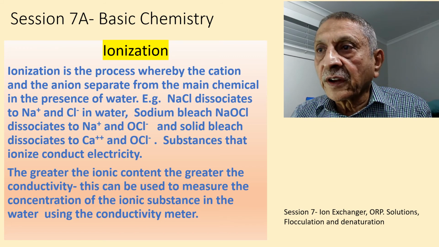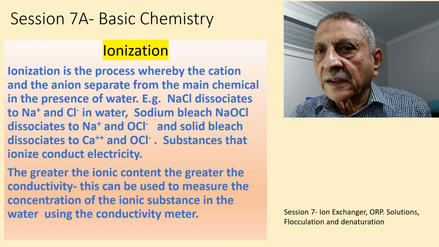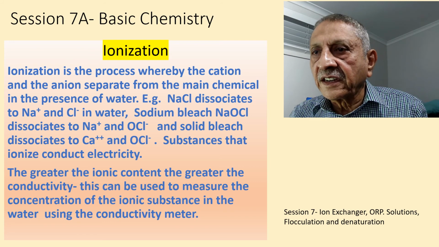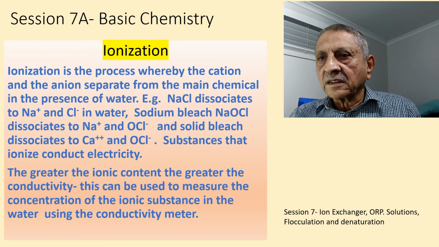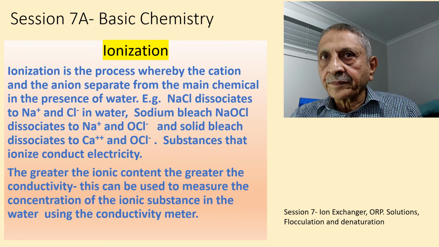Solid bleach, for example, sodium hypochlorite, dissociates to sodium plus and OCl minus. Solid bleach also dissociates to calcium plus and OCl minus. Substances that ionize conduct electricity. The greater the ionic content, the greater the conductivity. So this conductivity can be measured, and from there we know how much of negative ions or positive ions are in the water.